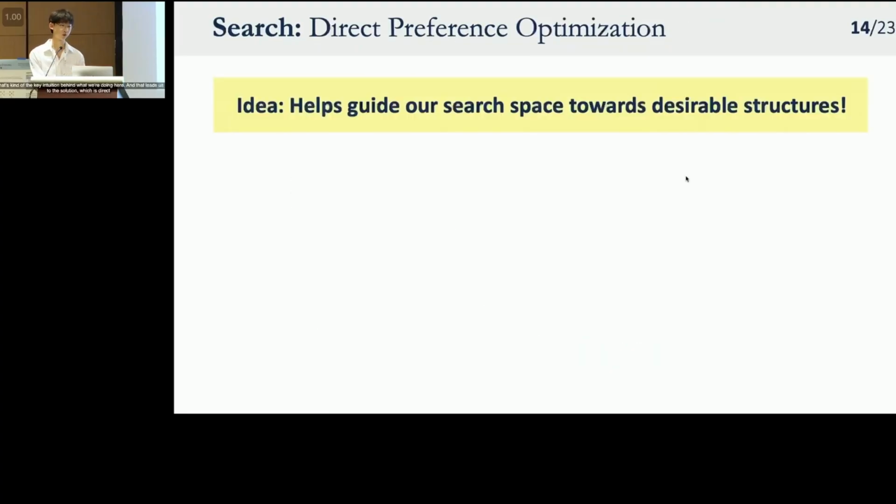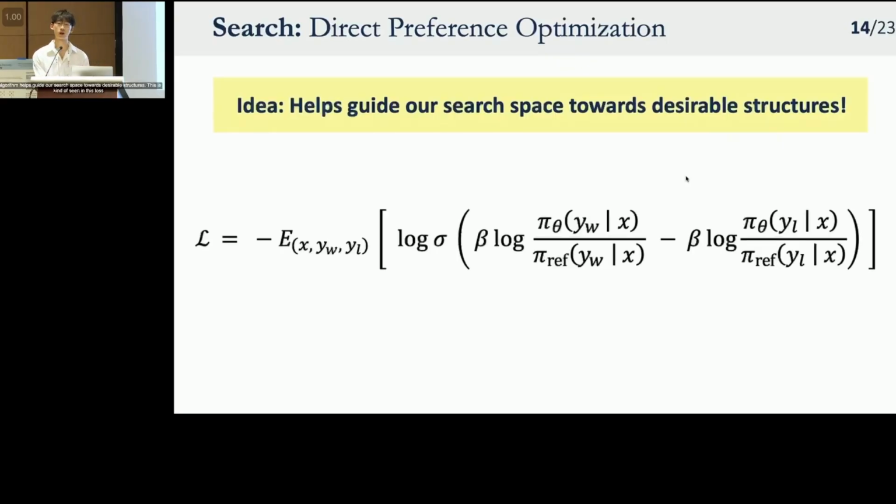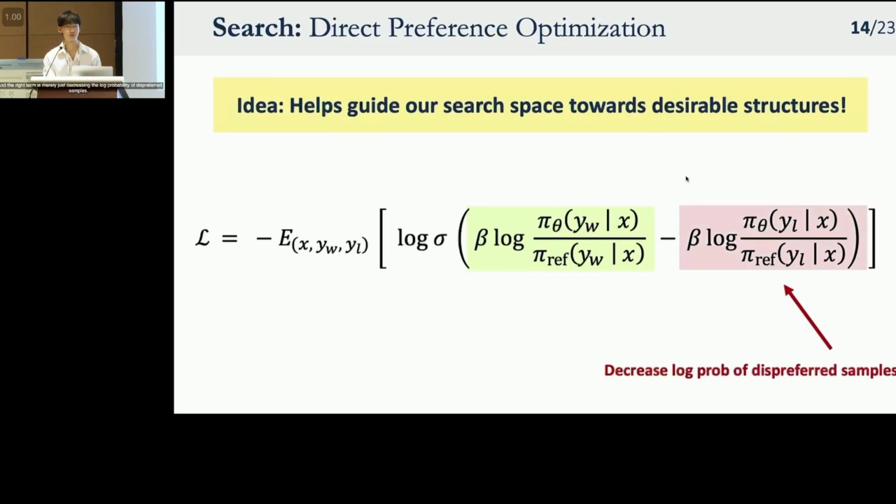And that leads us to the solution, which is direct preference optimization. This is something inspired by the works in natural language processing. But the key idea here is that this algorithm helps guide our search space towards desirable structures. This is seen in this loss function here, where on the left term, we're basically increasing the log probability of preferred samples. And the right term is merely just decreasing the log probability of dispreferred samples.